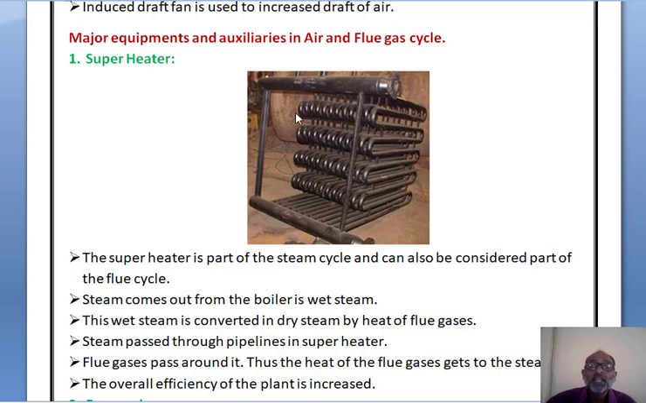Now the flue gases are passed around it. So the heat of the flue gases goes to this steam. That means some heat is absorbed by the steam, which converts wet steam into dry steam. Due to this, the overall efficiency of the power plant is increased.